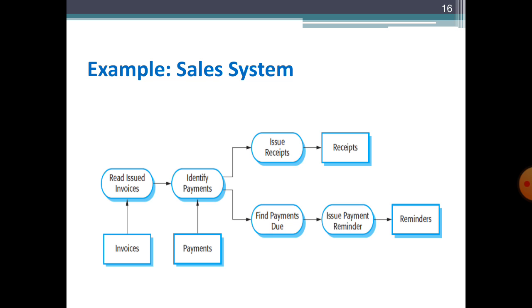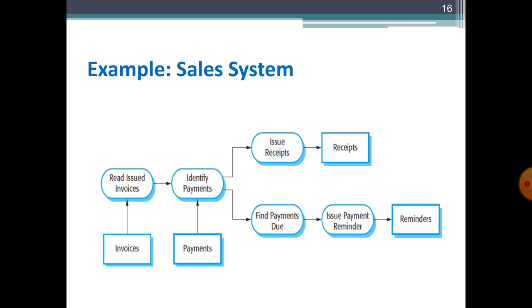In this slide, read issued invoices, identify payments, issue receipts, all of these rounded rectangles represent the filters, and these filters are connected through pipes, the arrows. We can also say that interactive systems are difficult to write using the pipe and filter model because of the need for a stream of data to be processed.